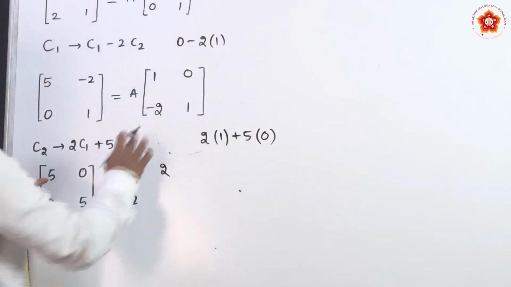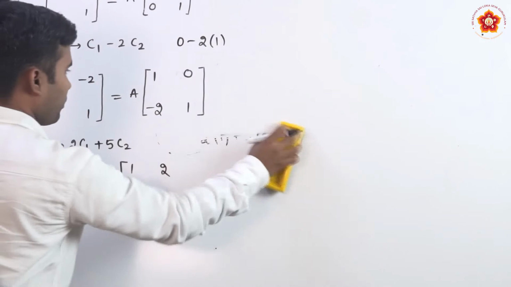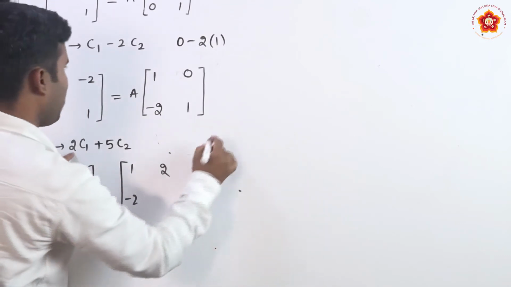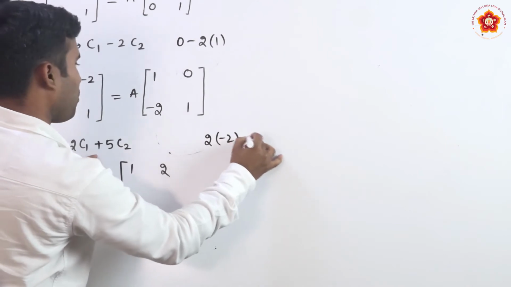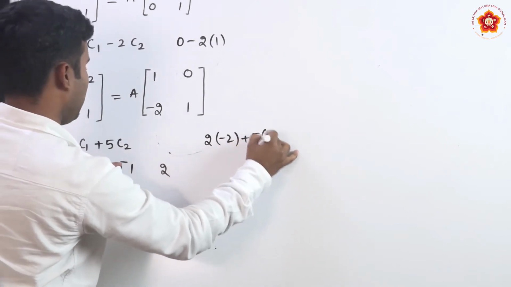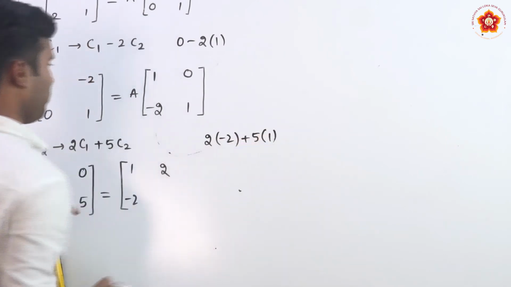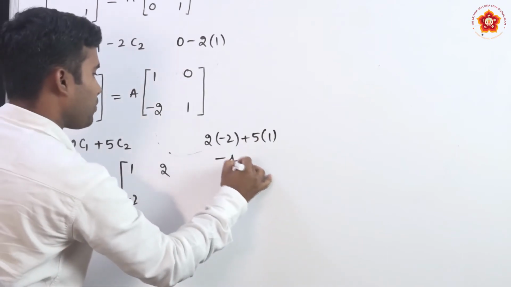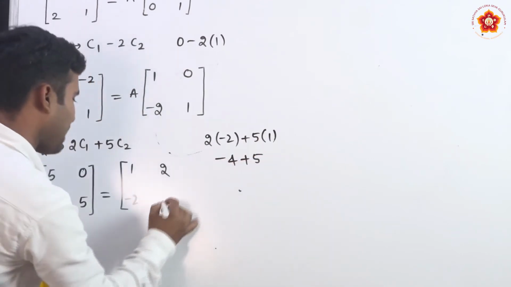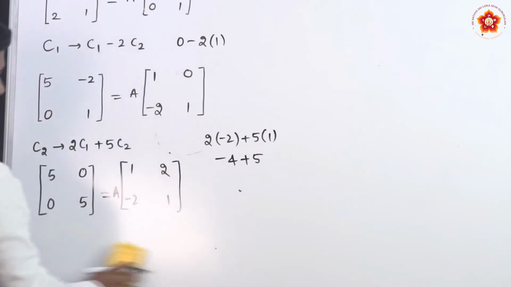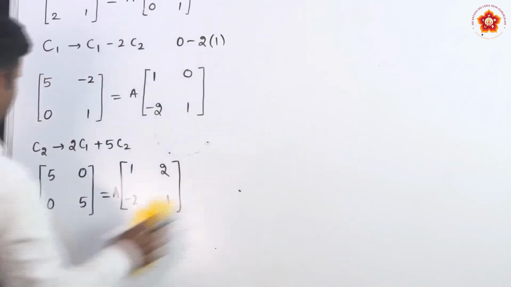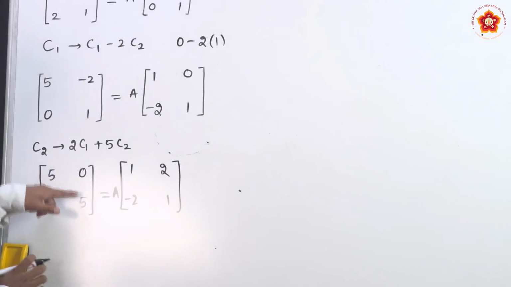Okay. And here 2 times C1. 2 times C1 is what? Minus 2 plus 5 times C2. What is C2? 1. So, what is this? Minus 4 plus 5. What is the answer? 1. Okay. Into A. Now, look at in C1 we have 5, in C2 also we have 5.